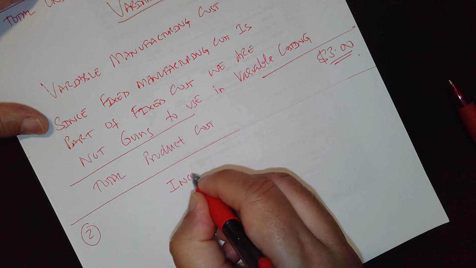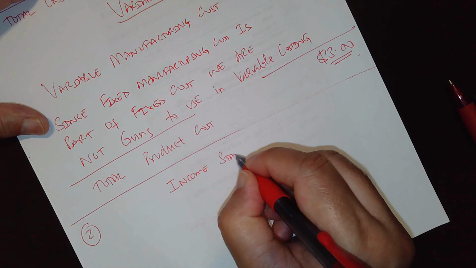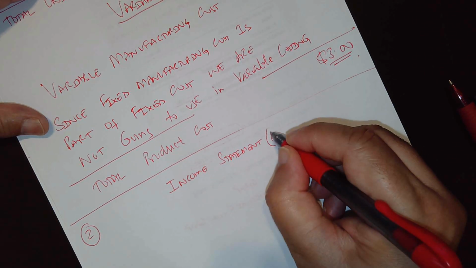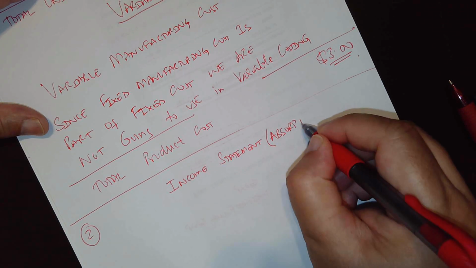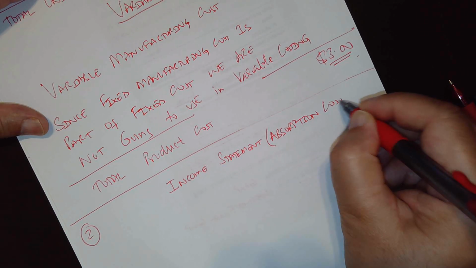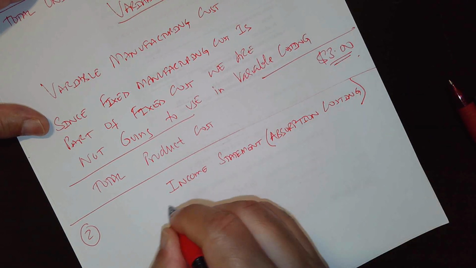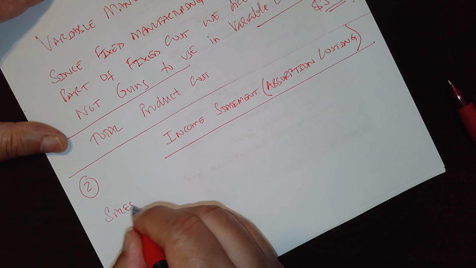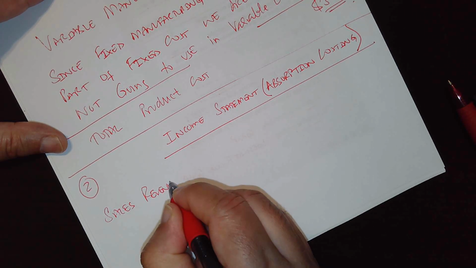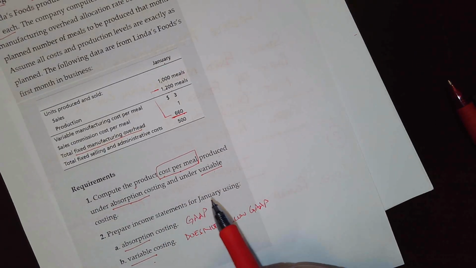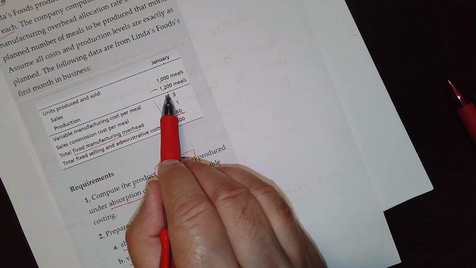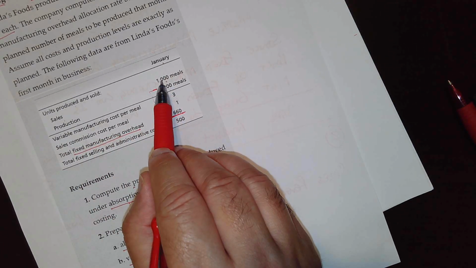Income statement using absorption costing. All right. So sales revenue. How many units we have sold? We have sold 1,000 meals. We produced 1,200, but we sold only 1,000.